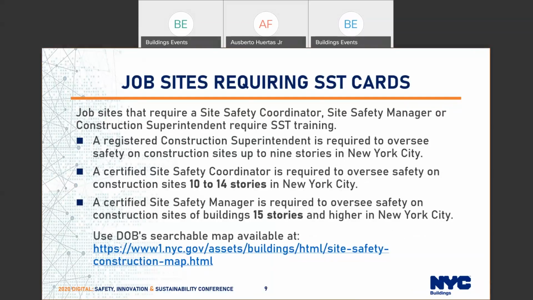A site safety coordinator is required to oversee safety on construction sites 10 stories to 14 stories. A site safety manager is required to oversee safety on construction sites of buildings 15 stories and higher. Below is a link to the department's online map that shows active sites with a site safety professional requirement. Anyone can verify if their site requires an SST card.